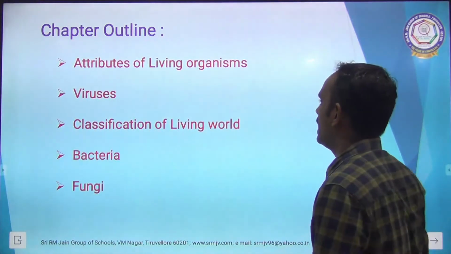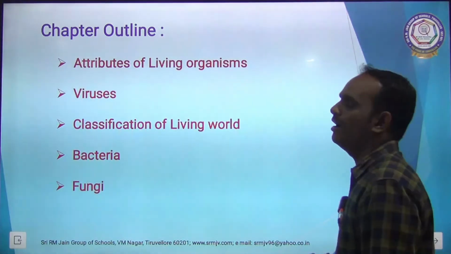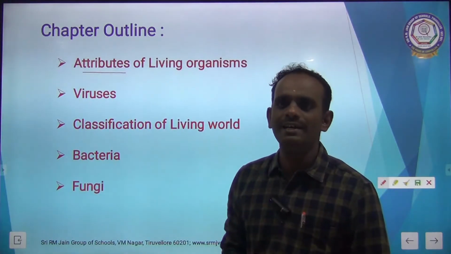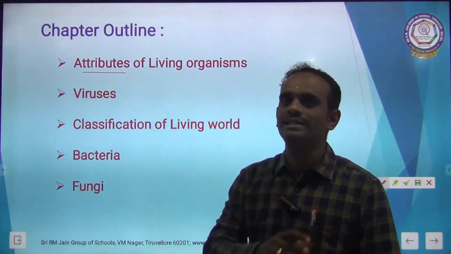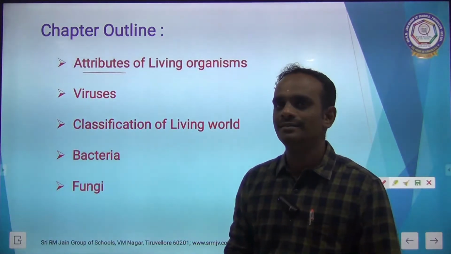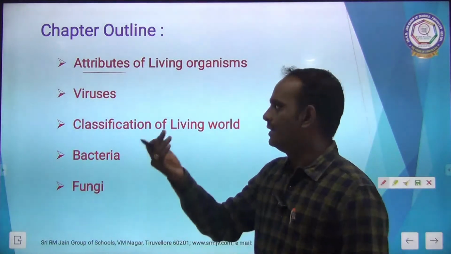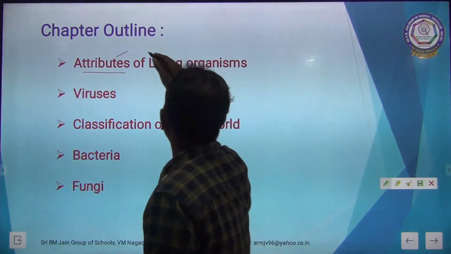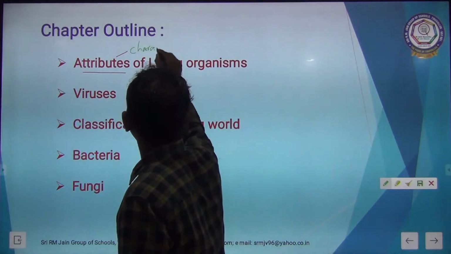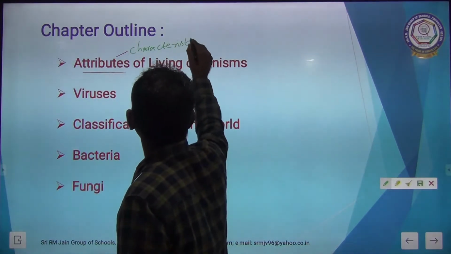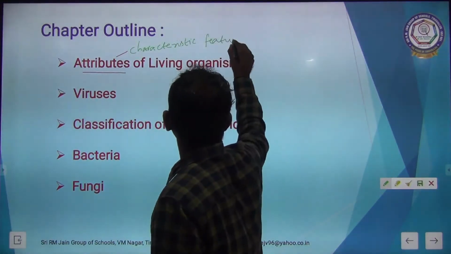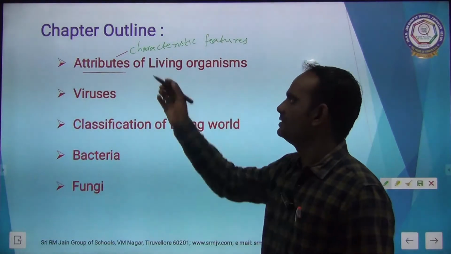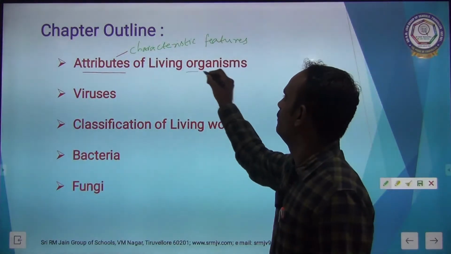The first one is attributes of living organisms. What's the meaning of attribute, children? Can you guess? Any idea? Have you heard this word in previous classes, in 10th standard, 9th standard? No. Why? Attribute is nothing but characteristic features. Clear? So attribute is nothing but characteristic features of living organism.